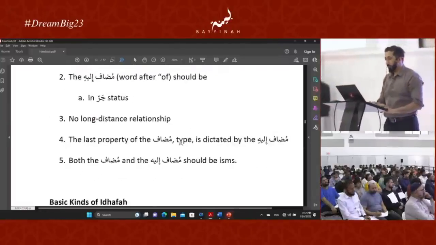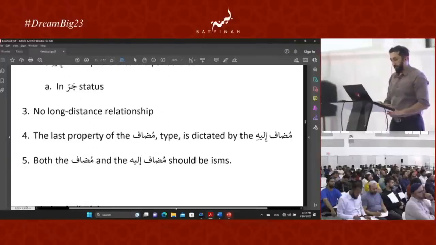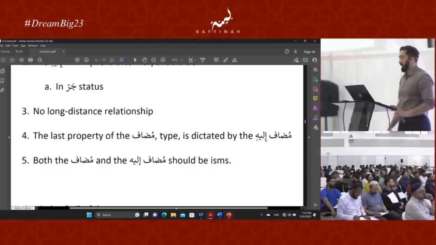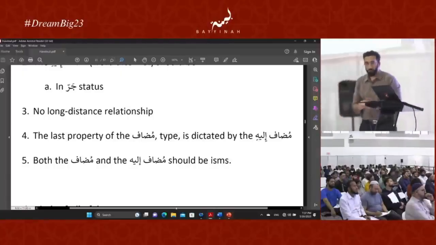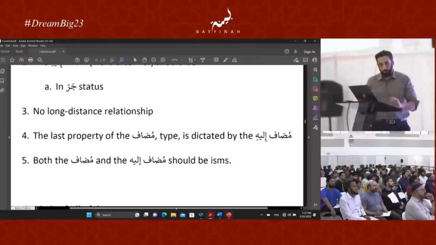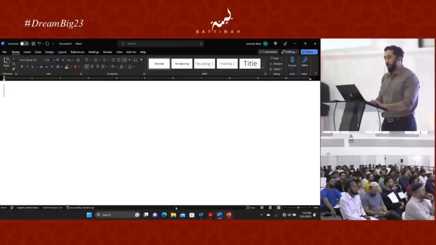Now, it says the last property of the mudaf type is dictated by the mudaf ilayh. Let me explain what this means. An ism has how many properties? Okay, let's do a practical example so you understand this point, then we'll read it again.